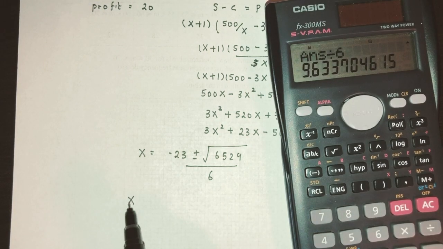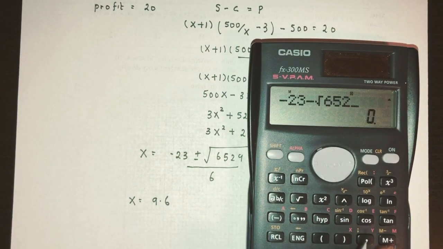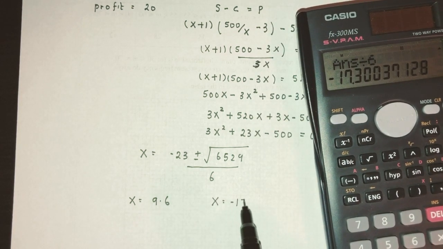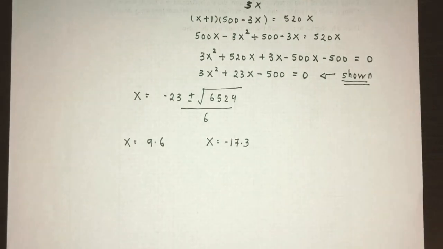So the first value will be 9.6, correct to 1 decimal place, or it can be minus 23 minus root of 6529 divided by 6, or it can be minus 17.3, correct to 1 decimal place. Okay, so these will be the two values for x.